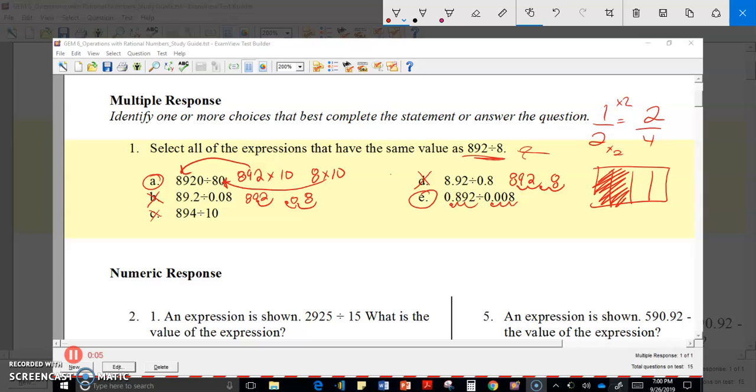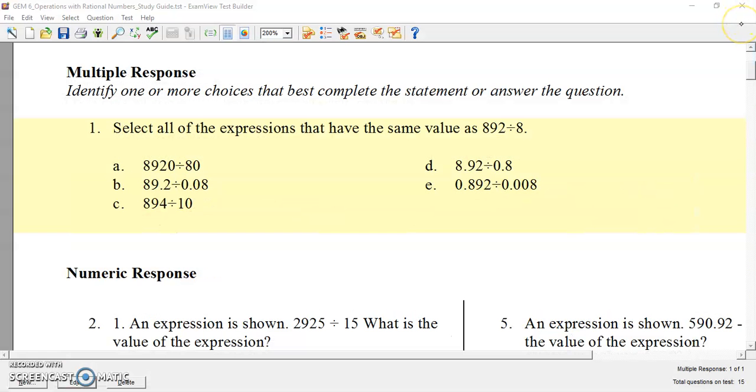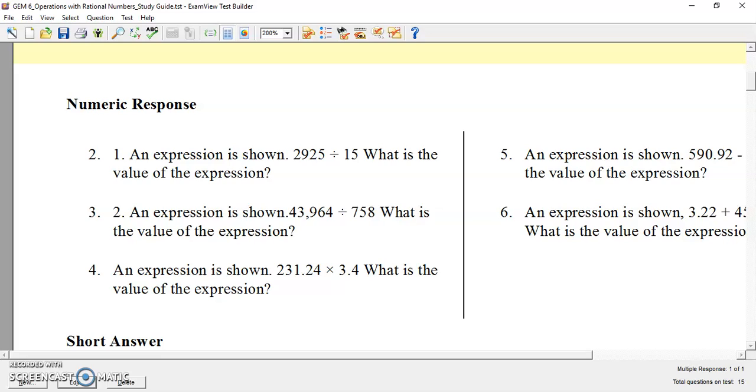Okay, that was number 1. Now let's go on to number 2. Pause the video at any time to record these notes down. Number 2. An expression is shown: 2,925 divided by 15. What is the value of that expression?